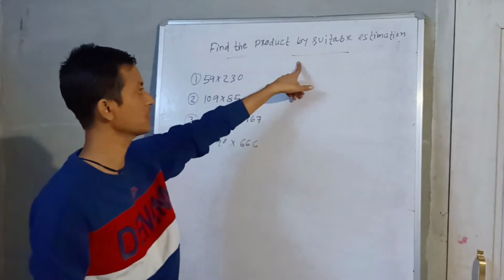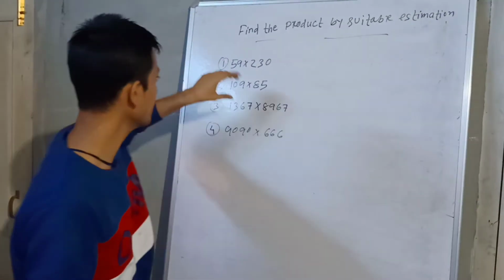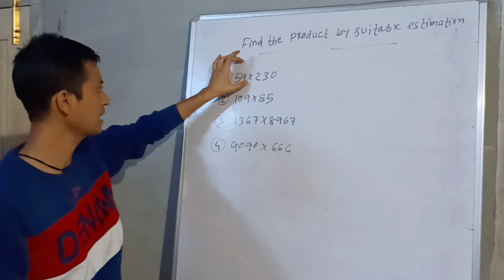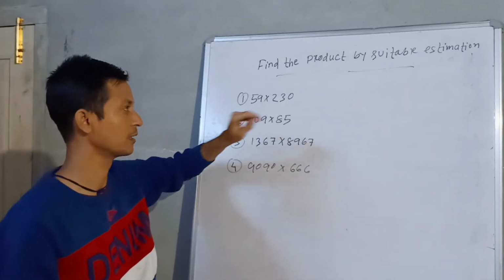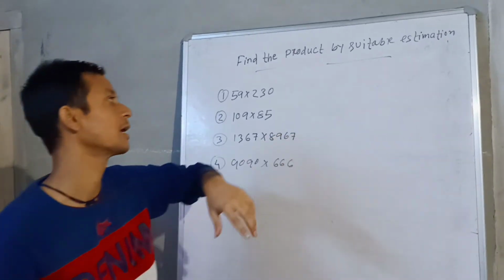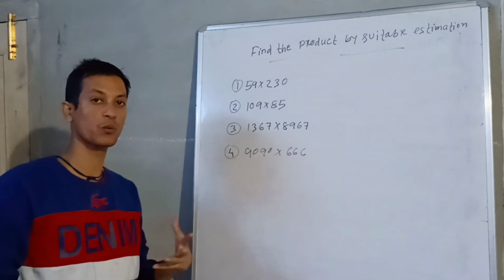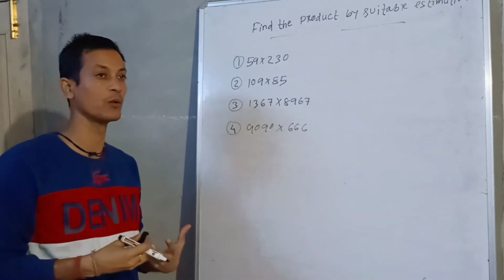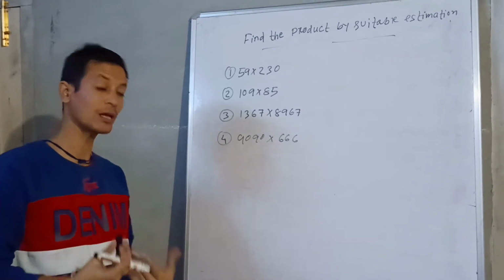A product by suitable estimation. Now here, the product is 59 into 230. Suitable estimation means to find the closest value without actual calculation.